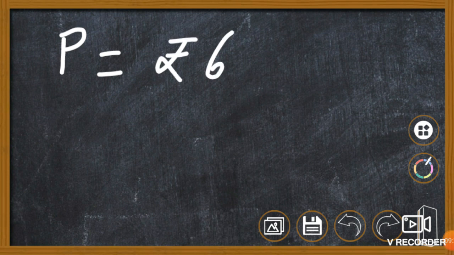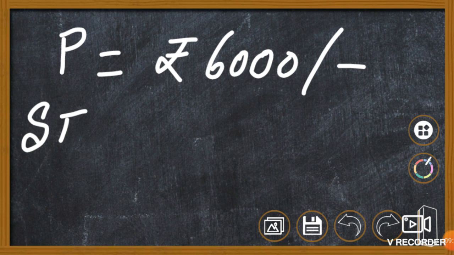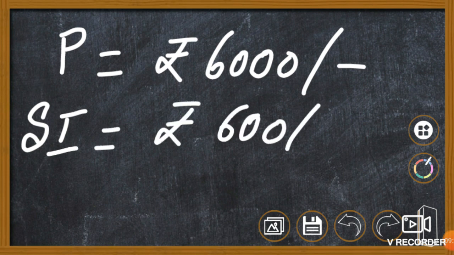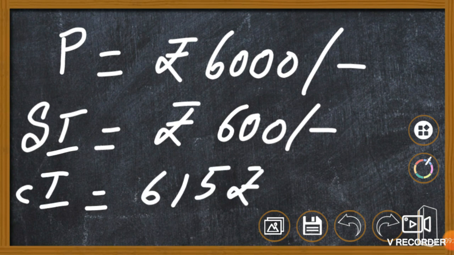With this question, we calculated P, the principal amount, as rupees 6000, and the simple interest which Kamal receives is rupees 600, and the compound interest of Anand is rupees 615. Let us move on to next question.